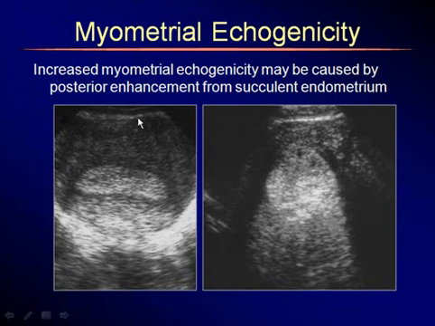Another little technical point about the myometrium is that sometimes you will see increased echogenicity within the myometrium, but you should make note, is it behind secretory endometrium? When the secretory phase is present, these little glands fill with mucus. There's increased water content that then increases sound transmission and may make this posterior myometrium look hyperechoic. So that's just an artifact and should not be taken for pathology.